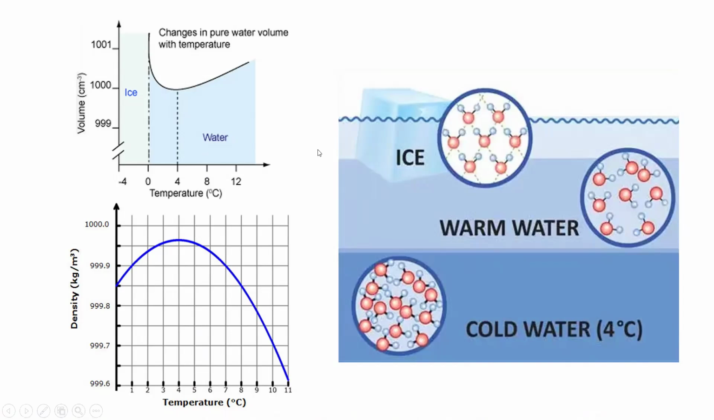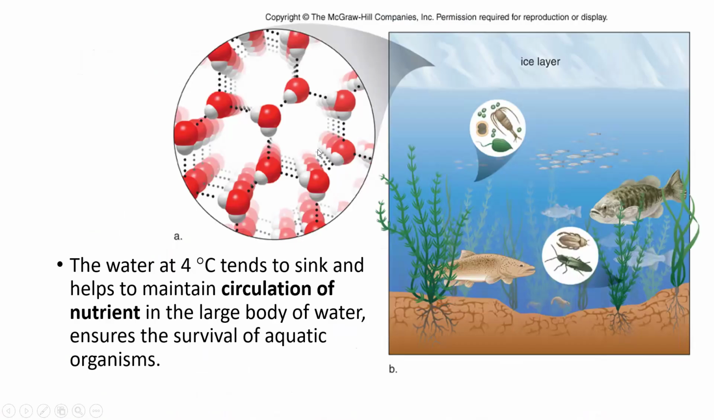The water at 4 degrees Celsius again tends to sink and helps to maintain the circulation of nutrients, just as we have mentioned. So this is the ice layer, and then here there are many layers. Different water layers are inhabited by different organisms, different species. So the niche for different species is different. That's why we need this circulation of nutrients.